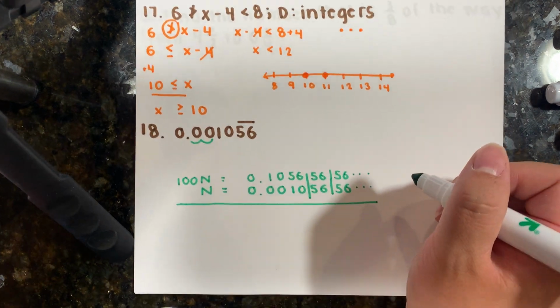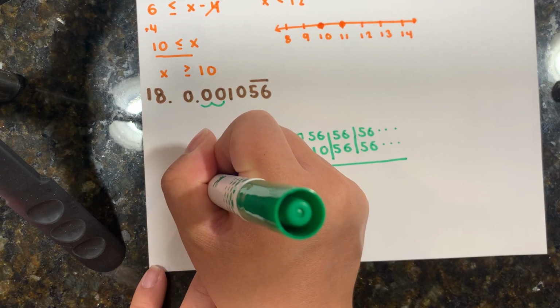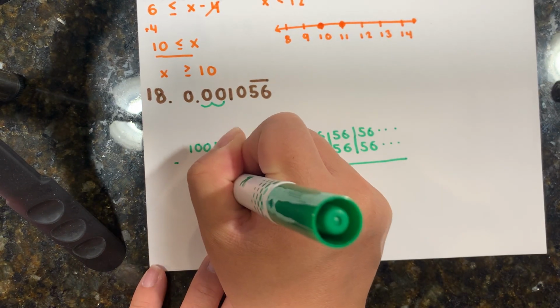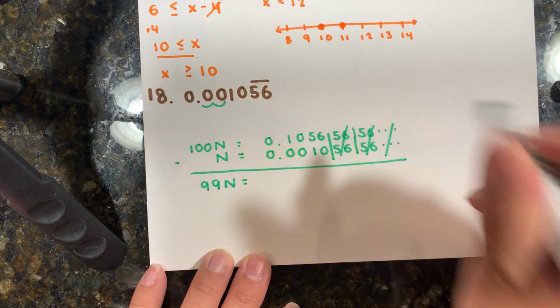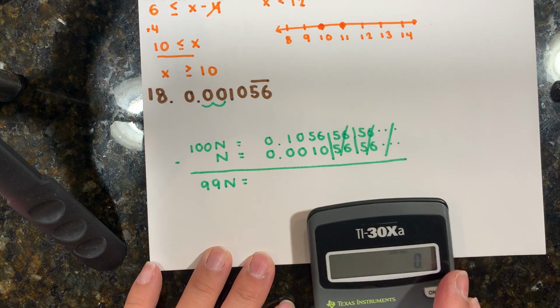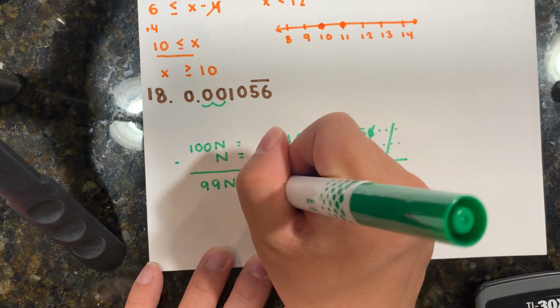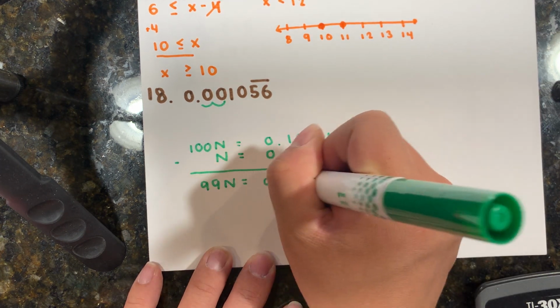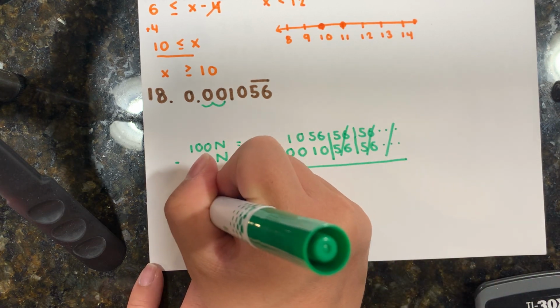And we're actually subtracting these values from each other. So that means I'd have 99n on the left. On the right, the repeating decimals would all cancel out. And I would have 0.1056 minus 0.0010 basically. So I have 0.1046. Divide that by 99.